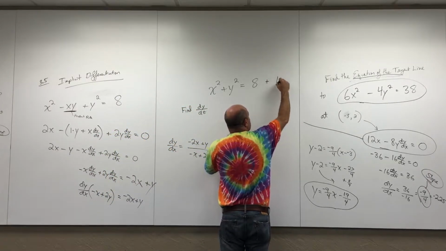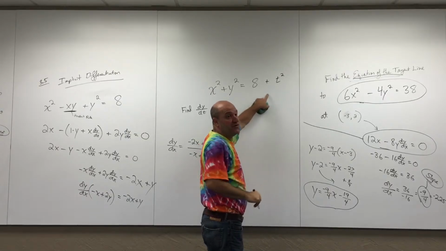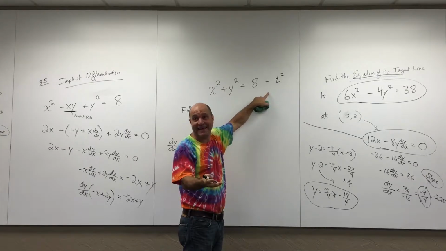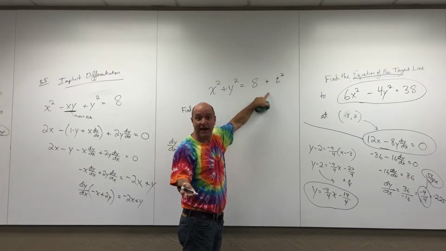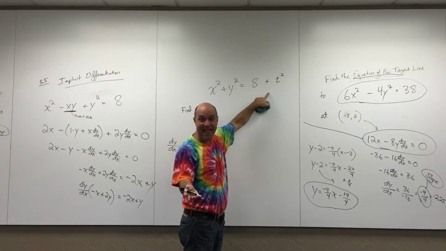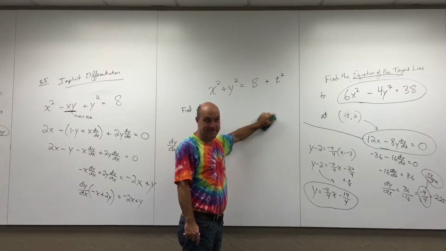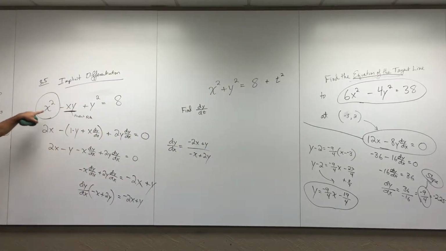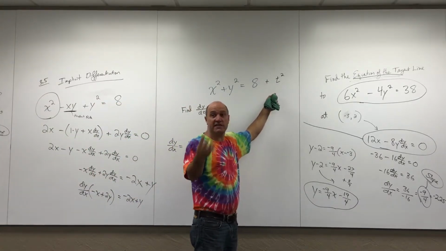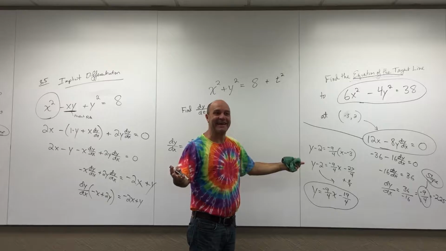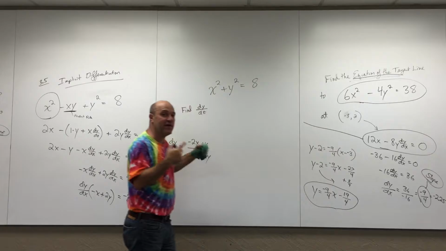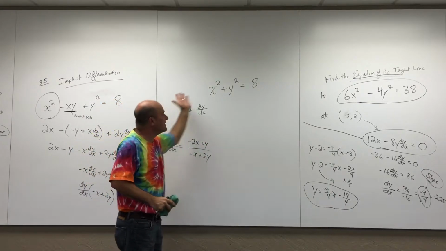By the way, let's pretend there was a t over here. How would you do the derivative with respect to t of a t squared? 2t. How do you do the derivative with respect to x of an x squared? 2x. How do you do the derivative with respect to t of a t squared? 2t. When the variable is t, you do that. But there isn't any t squared. I'm doing the derivative with respect to t, and there aren't any t's in here.